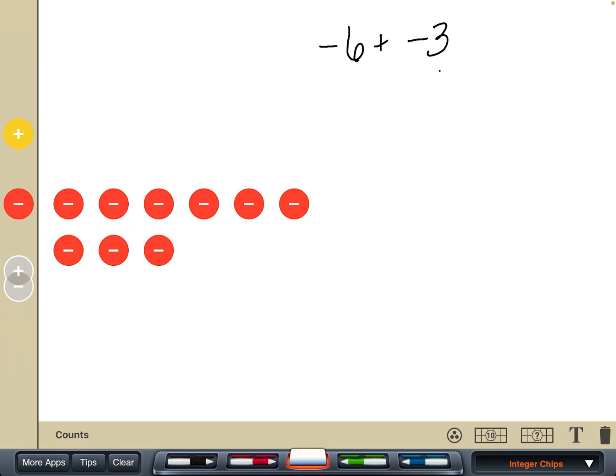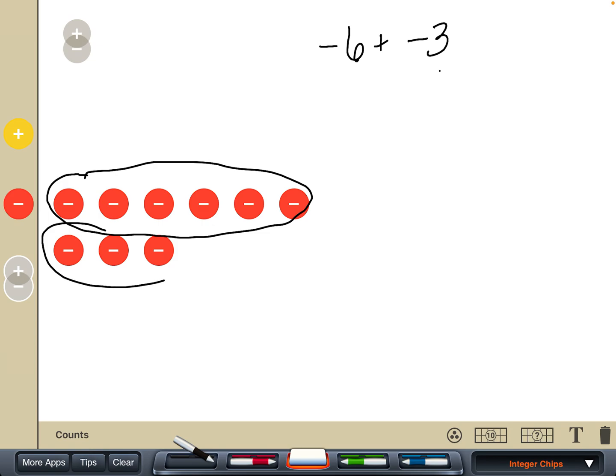Do you remember what makes a 0 pair? Yeah, you have to have a positive and a what? A negative. You have to have a positive and a negative to make a 0 pair. If you don't have a positive and a negative, then it can't make a 0 pair. All right, so just look at it. We have 6 negatives, and then we have 3 more negatives. So they're all negatives, right? So that gives us 9 negatives. 6 negatives and 3 more negatives, all negatives. It gives us 9 negatives.